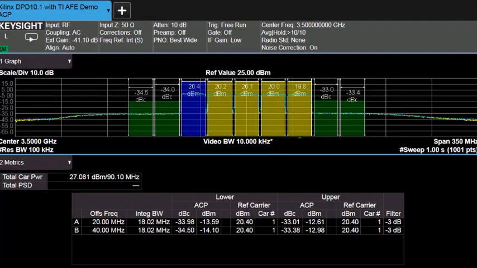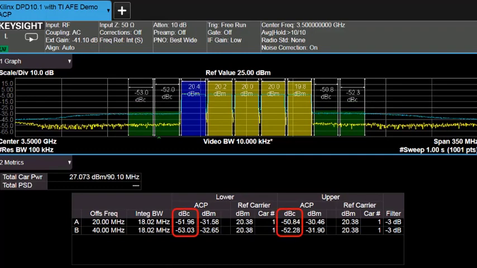So what we're looking at here are those 5 LTE-20 carriers at the output of the PA. This is pre-correction. And once we activate the DPD, you can see the yellow trace, and you can see excellent performance there in terms of adjacent channel power.